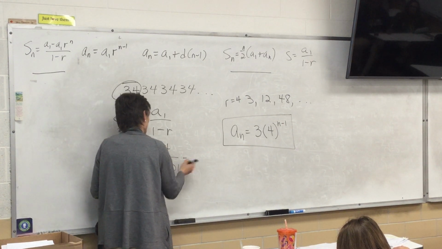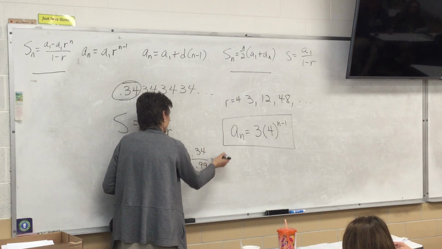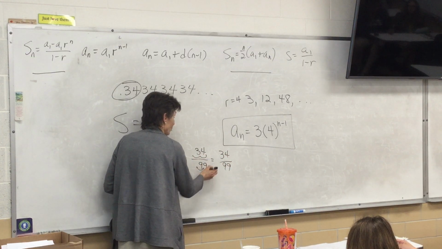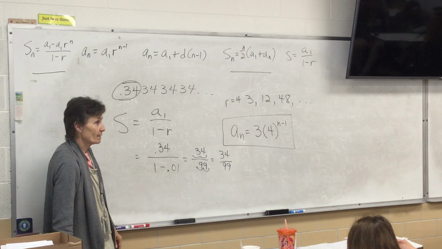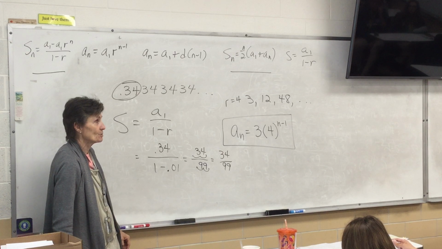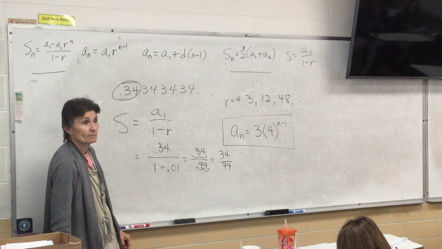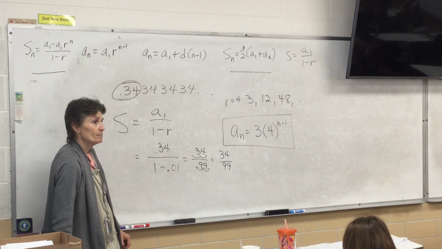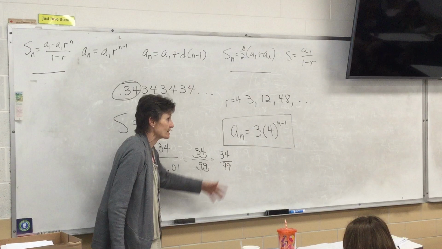So now, what's 1 minus 0.01? 0.99. So now we have 34 over 99, because we're allowed to move that decimal point 2 places. If 34 over 99 reduces, I need to reduce it. Does it reduce? I don't think it does, because this is 2 times 17 and 2 doesn't go into 99. So I think that's it.